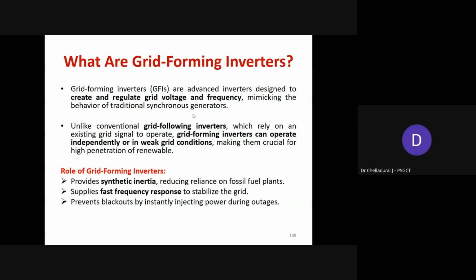I saw in some literature in the US, in one or two places, the total power is completely supplied with the help of these grid forming inverters. So grid forming inverters will synthesize the conventional power generating system.